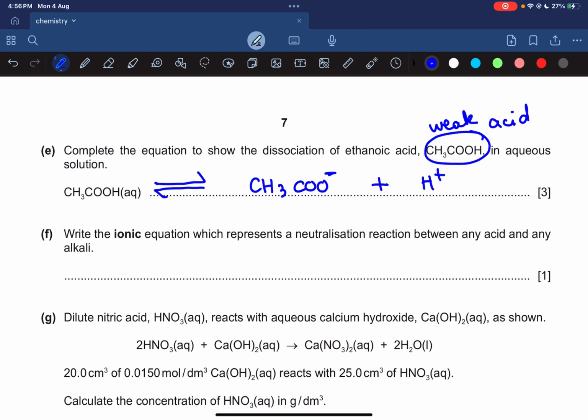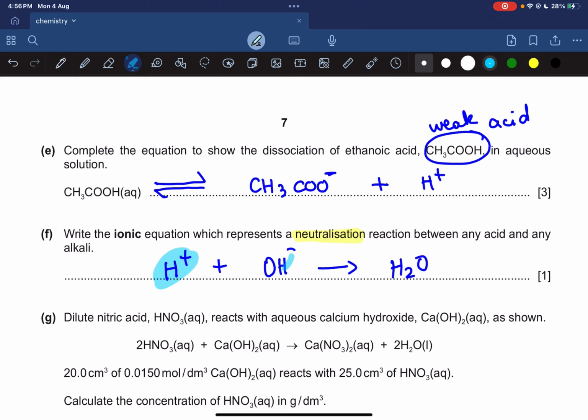Okay, write the ionic equation which represents a neutralization reaction between any acid and any alkali. So the ionic equation is always this: H+ plus OH- forms H2O, and that's the easiest. Neutralization simply means that you have an acid H+ ion, you have an alkaline OH- ion, and you're forming water out of it.